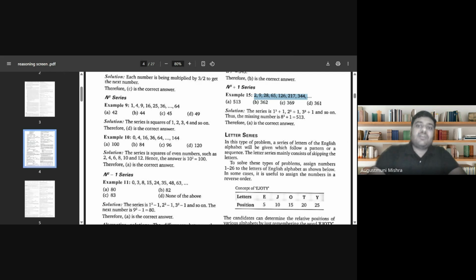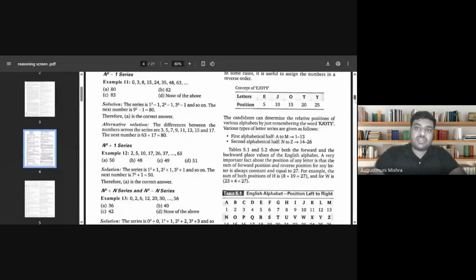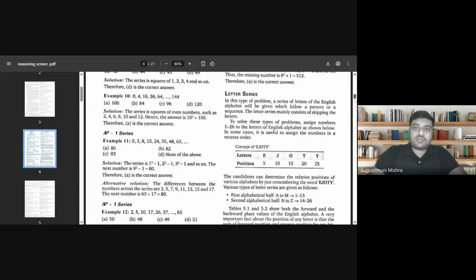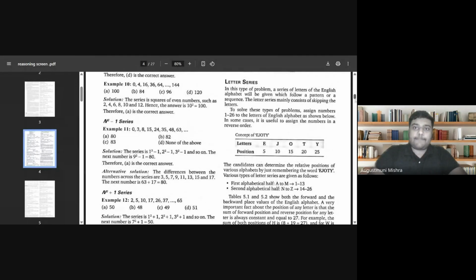Okay, now we will move to the letter series, and it is also very important, because many times you will get this kind of question. In this type of problem, I'm just reading the first part. A series of letters of the English alphabet will be given, which follow a pattern or a sequence. The letter series mainly consists of skipping letters. To solve this type of problem, assign numbers 1 to 26 to the letters of the English alphabet as shown below.